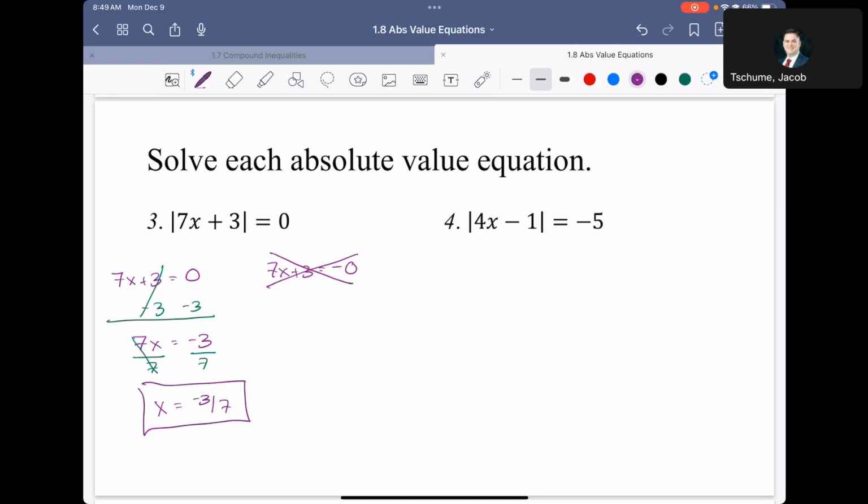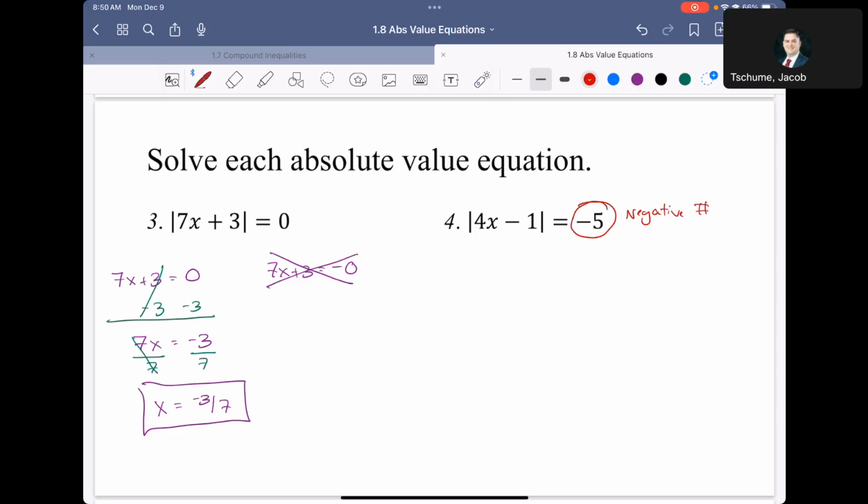All right, number 4 is another one. You've got the absolute value of 4x minus 1 is equal to a negative 5. Now, this one is going to take the least amount of work of all of them because, unfortunately, there's absolutely nothing you can do with this problem. The issue here is this is a negative number. And as we talked about at the beginning of this video, if you have an absolute value on one side, there is no way you can take the absolute value of something and get a negative answer. It just doesn't work that way.